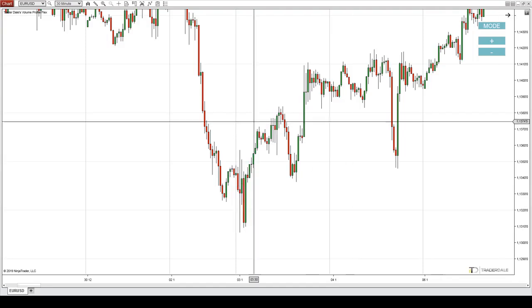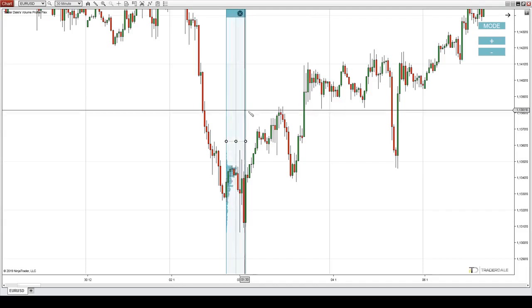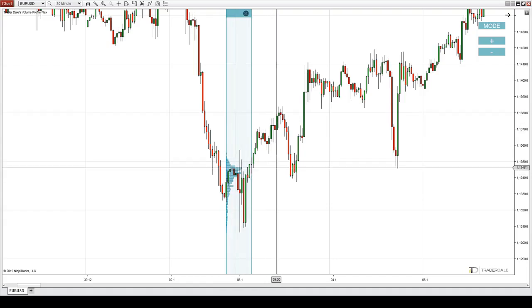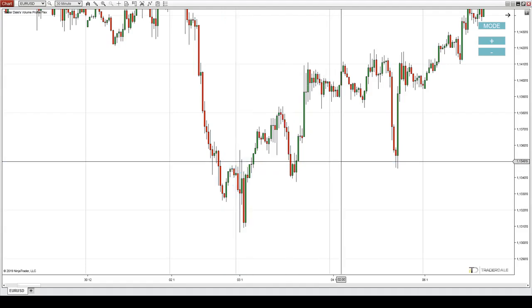So what we will do is we will draw the flexible profile over this area to see where the volumes were the heaviest. All right, it was in here. Heaviest volumes within the rotation were in here. So what we do is we wait for the price to return to this level, and from here you go long. All right. So let's move forward a bit.